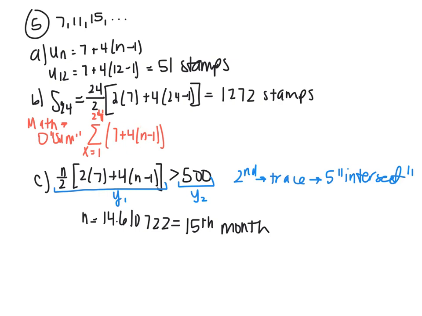Part C wants to know what month she's going to exceed 500 stamps. So that's the total number of stamps. So that would be your arithmetic series, and she wants that to be more than 500. We don't know what n is. That's what we're trying to solve.